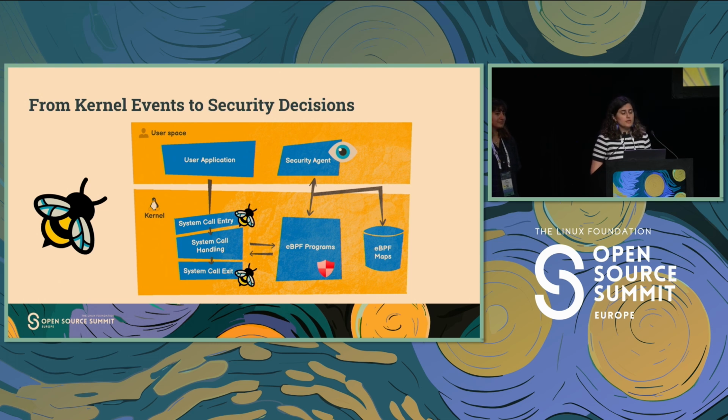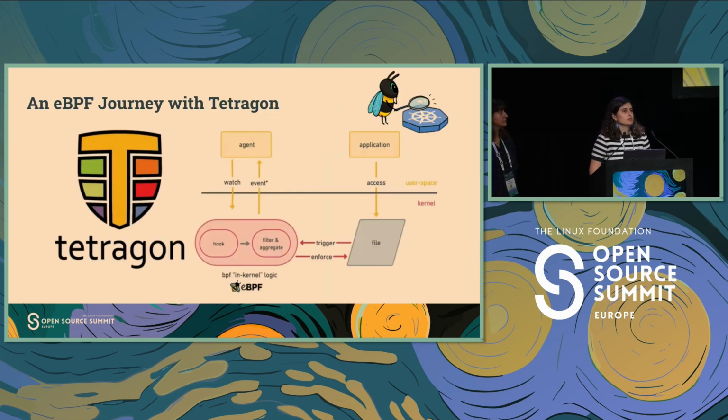And it lets us see both system calls and network activity, which gives security tools much more context and control than the older method that we had. Examples of such tools are Falco and Tetragon. Let's talk about Tetragon.